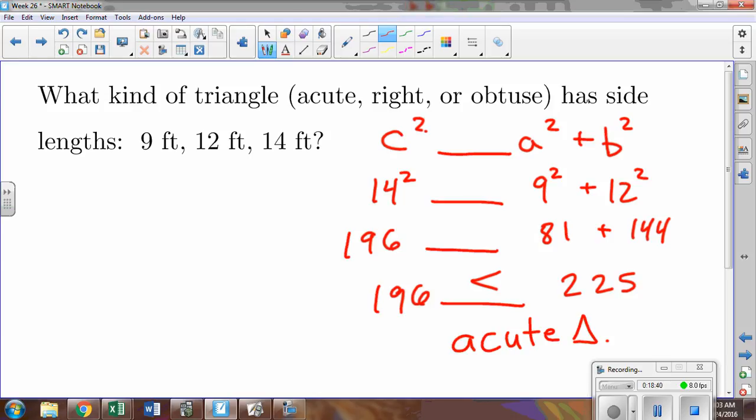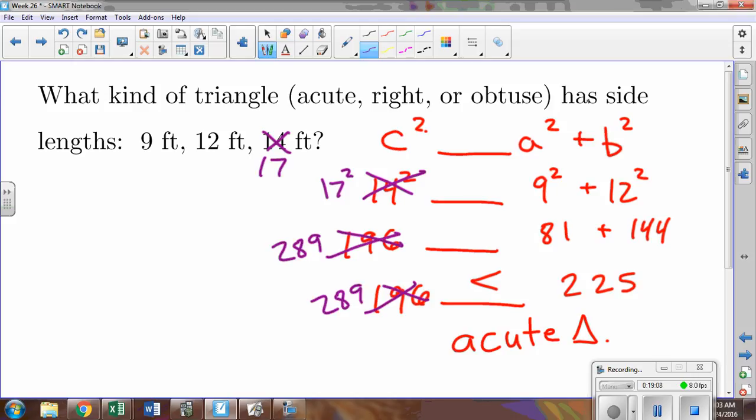Yes, greater than would make it obtuse. So let's have an imaginary change in the numbers. If this wasn't 14, let's say it were 17 instead. Same type of problem, just with slightly different numbers. Well, in that instance, 17 squared would lead to the number 289. And 289, that would have been greater than, so the side lengths 9, 12, and 17 would force us to create an obtuse triangle.